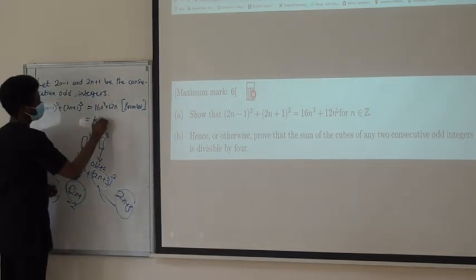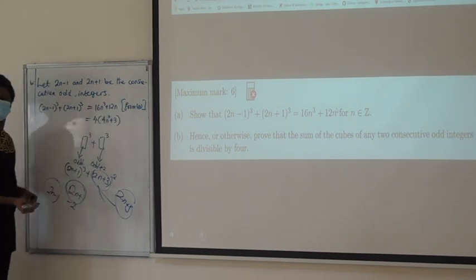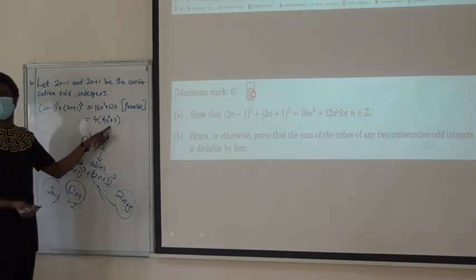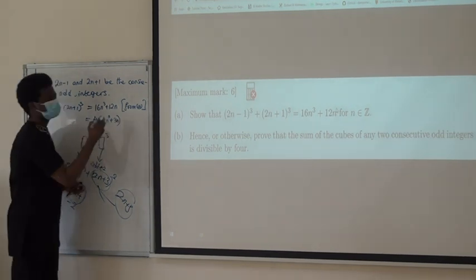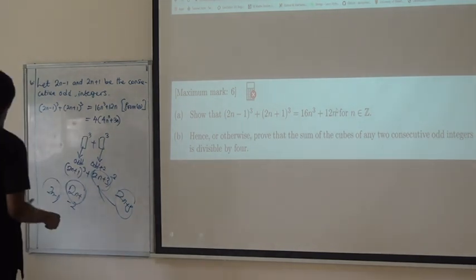So 4 times (4n cubed plus 3n). That is all. That's it. So if you are able to factorize 4 out, it means yes, you can divide by 4. This is 3n. Well, is something wrong? 3n. Okay? So with this, then I can conclude by writing.